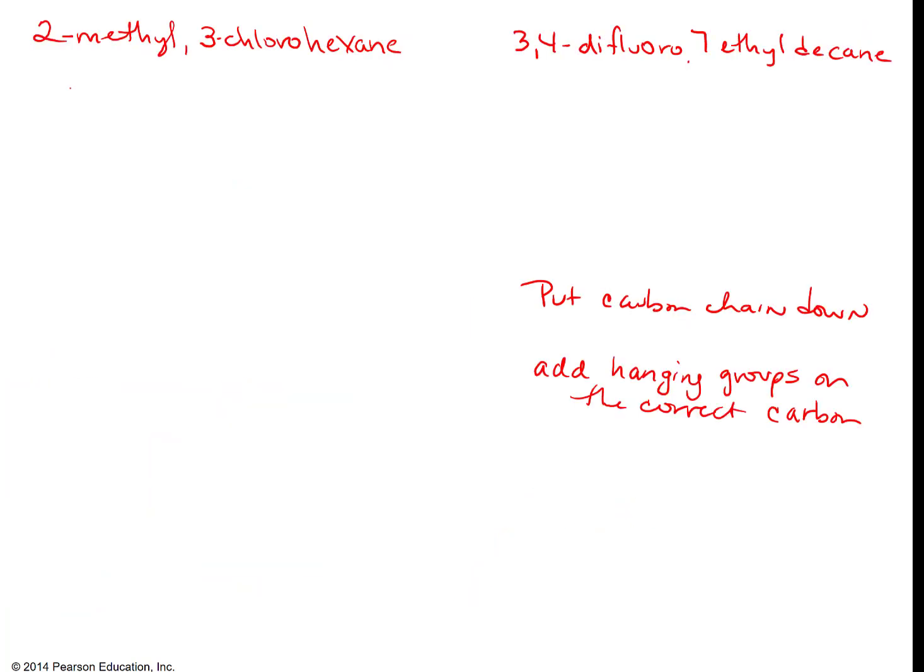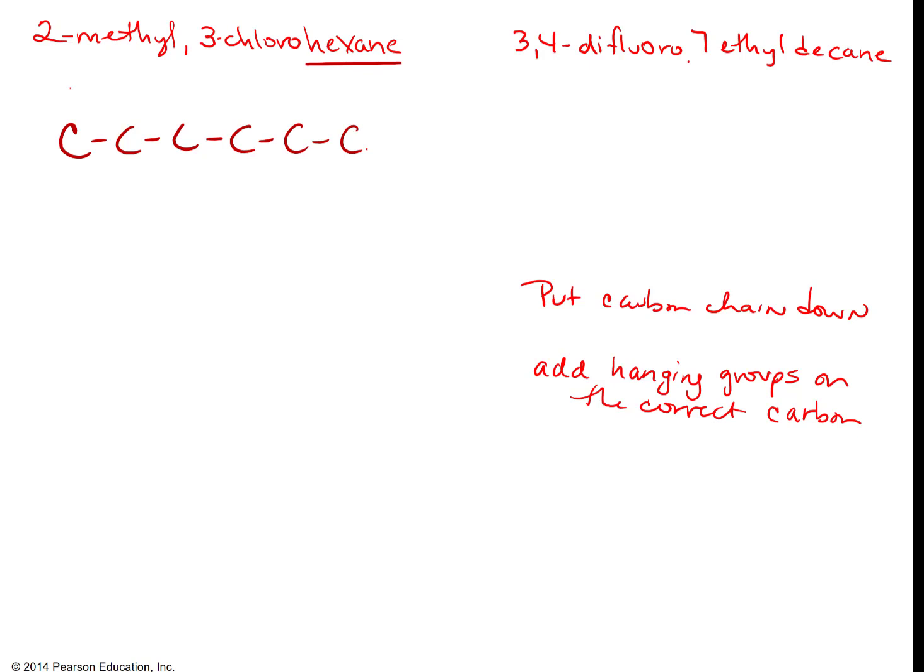This is super easy. So if you get the name, what do you look for first? You look at the last words, right? So I go all the way to the end of the word and I see hexane. So hexane tells you to drop down how many carbons? 6. 1, 2, 3, 4, 5, 6.